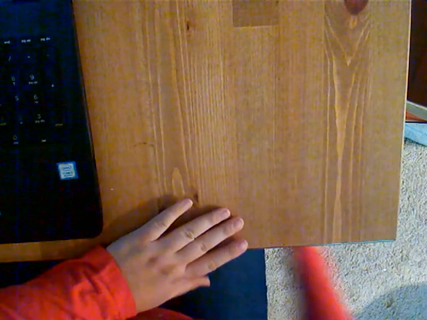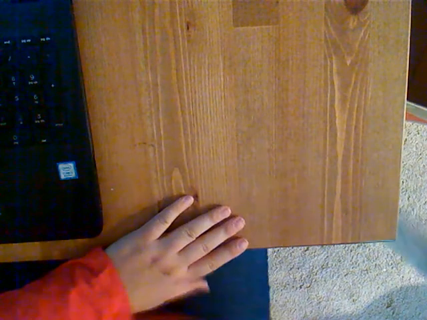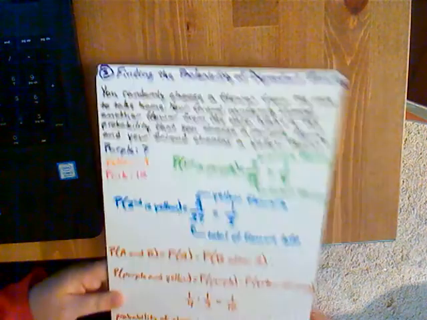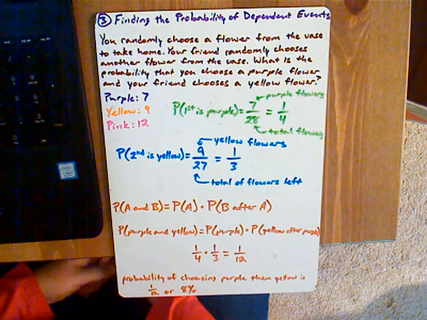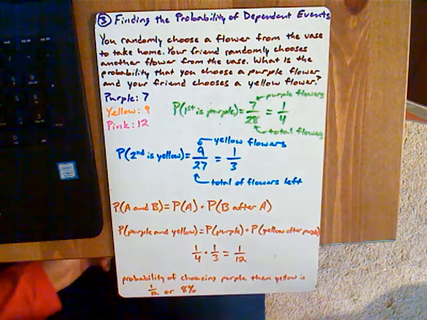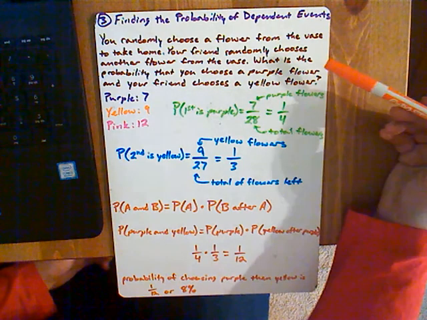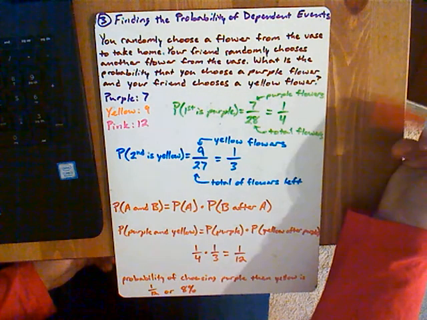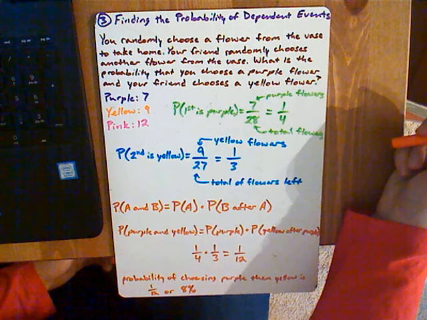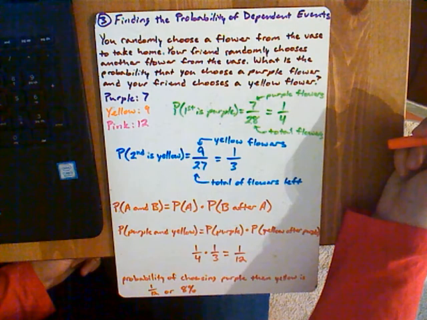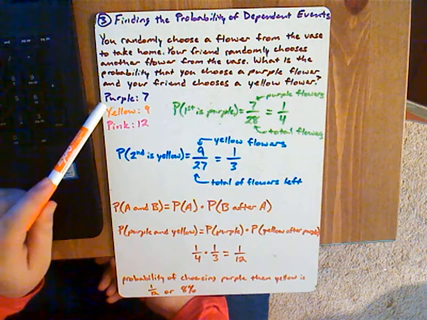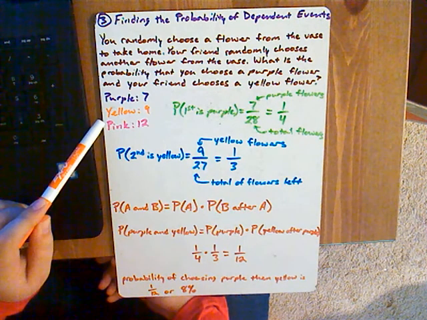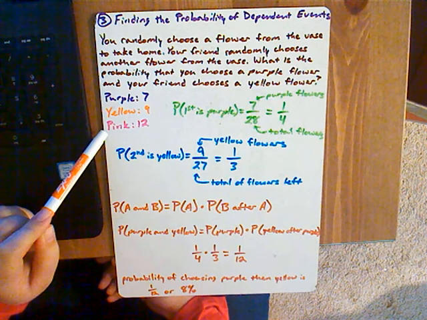So our last example is finding the probability of dependent events. The events that we're going to be looking at are flowers in a vase. You randomly choose a flower from the vase to take home. Your friend randomly chooses another flower from the vase. What is the probability that you choose a purple flower and your friend chooses a yellow flower? So in the vase we have 7 purple flowers, 9 yellow flowers, and 12 pink flowers.